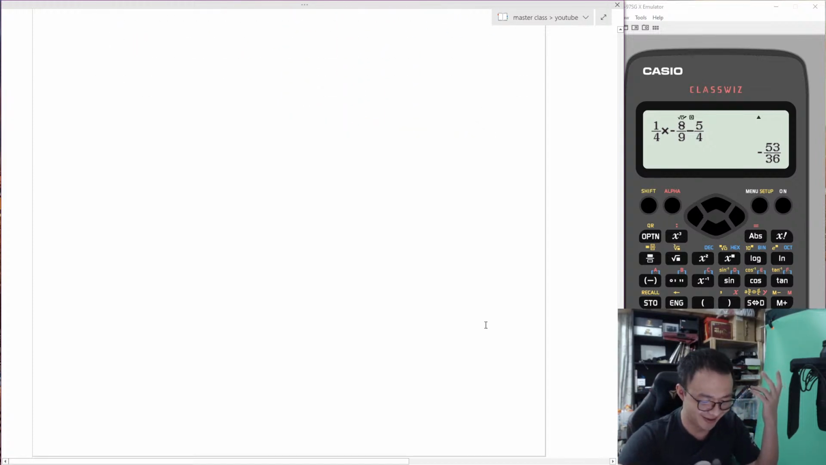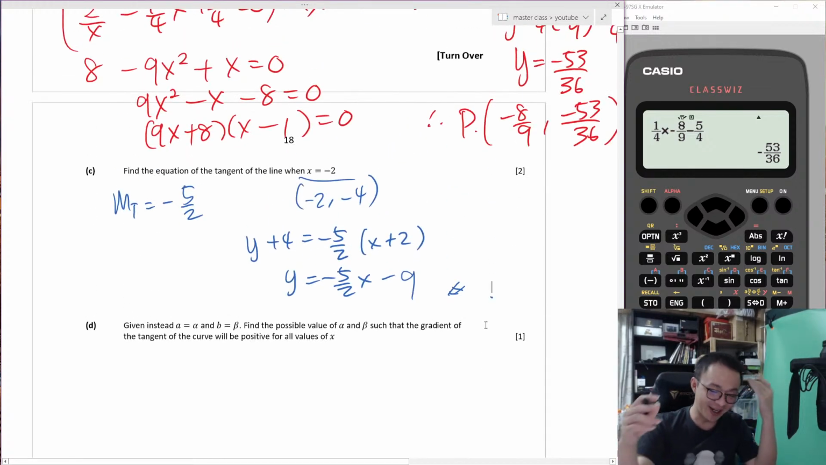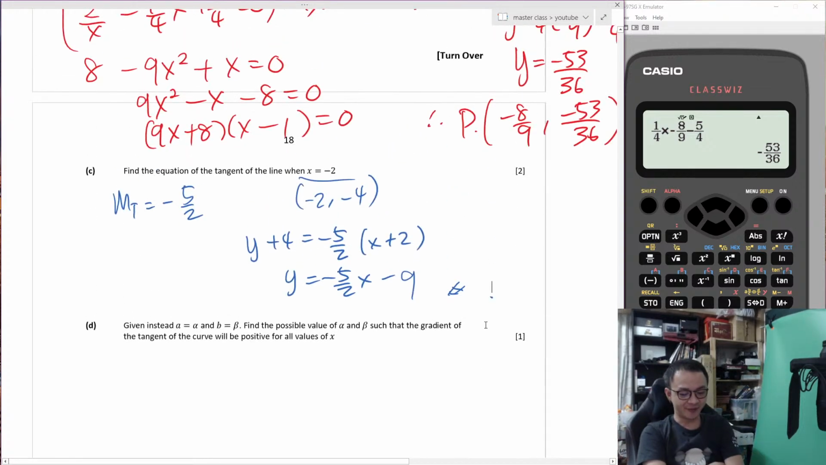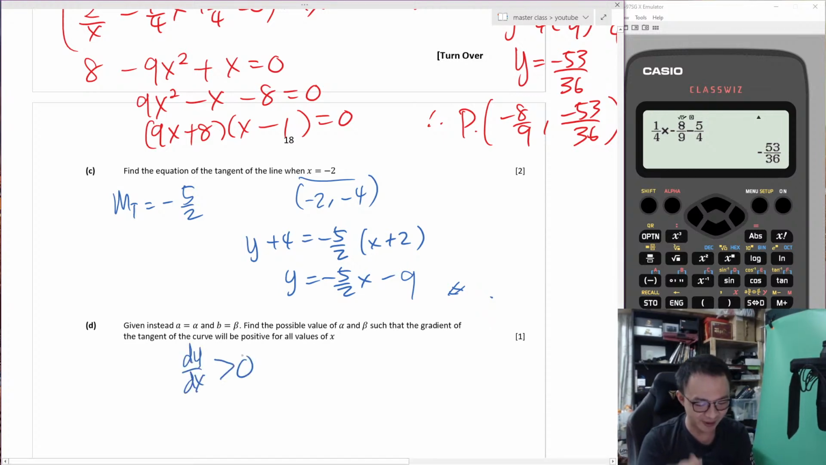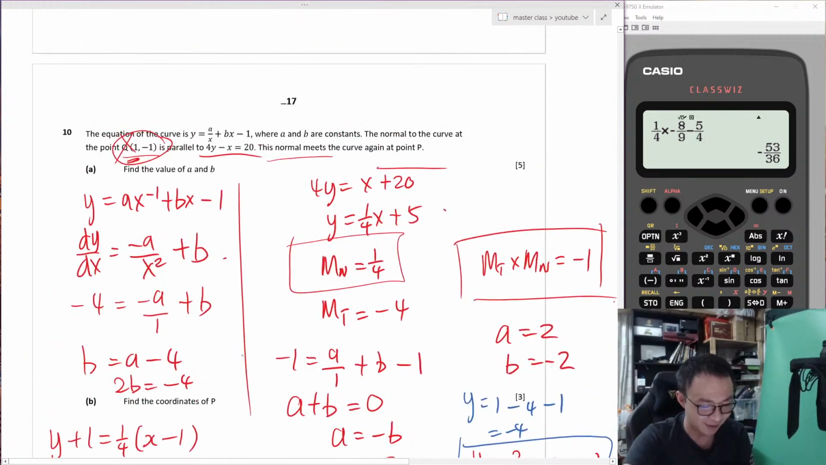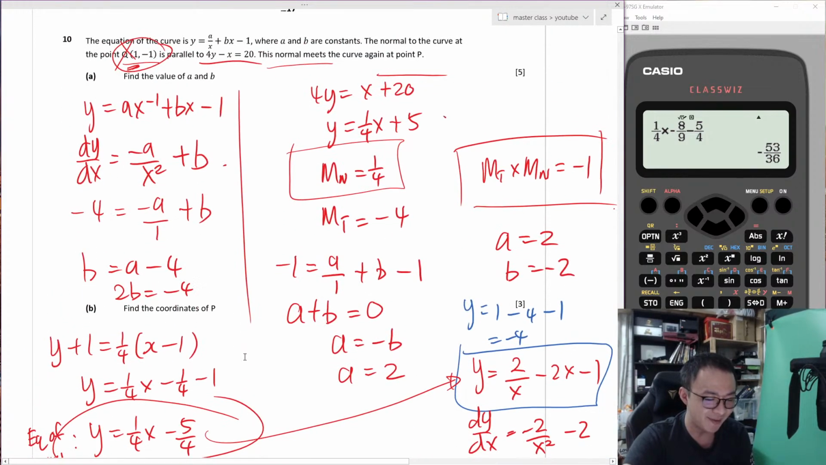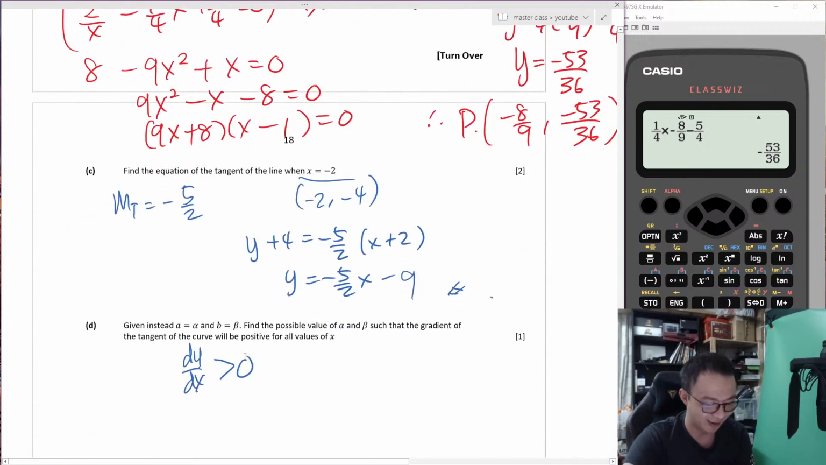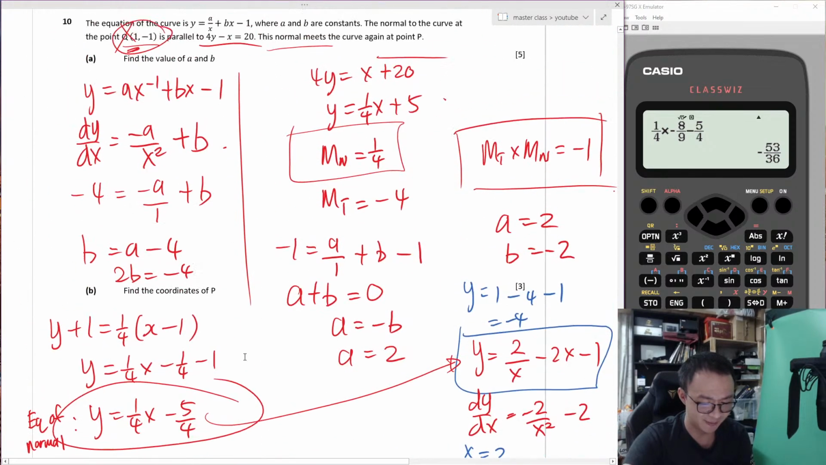I don't get it. Gradient of tangents will be positive. Okay, this one is something to do with dy/dx bigger than 0, but then I want to link with alpha and beta. And the A and B just suddenly come out, right? I'm not sure whether this A and B and the A and B in part A are related or not related. Given instead A equals to alpha, B equals to beta, is it related?